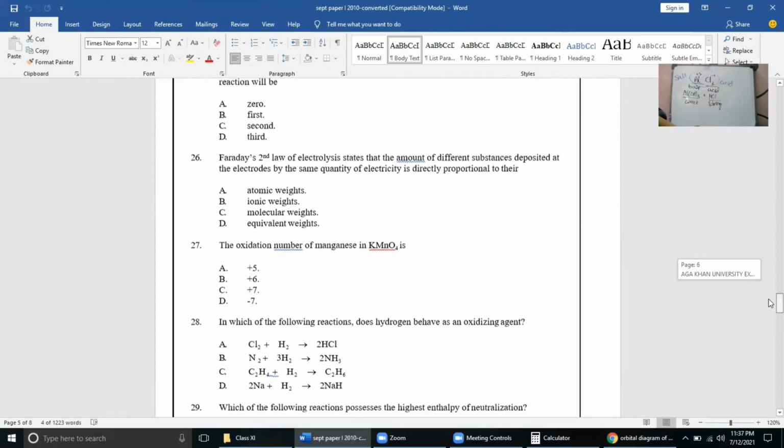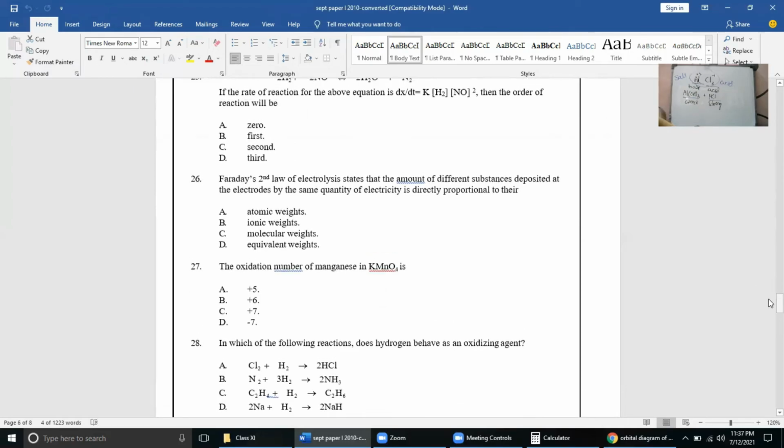Let's come to MCQ number 26. Faraday's second law of electrolysis states that the amount of different substances deposited at the electrode by the same quantity of electricity is directly proportional to. The second law is related to equivalent weight. The masses of different substances are directly proportional to their equivalent weight if the same amount of electricity or charge is passed through these two solutions. So D is the correct option.